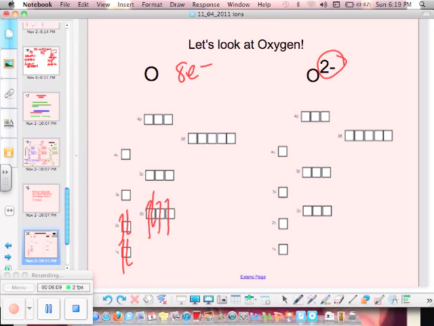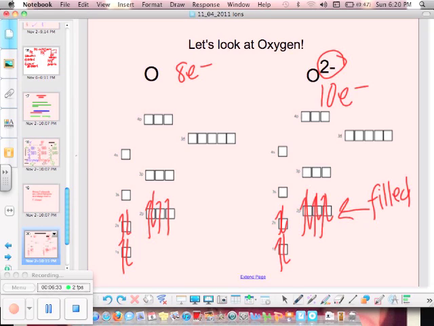So let's actually draw these out. If I had 8 electrons, but I gained 2 more, I am now at 10 electrons, correct? So I draw these, I get 1, 2, 3, 4, 5, 6, 7, 8, 9, 10. And as you can see, this is now filled. Remember, once your outer electron energy level is filled, you have become stable. So by gaining 2 electrons, this oxygen is more stable than when it was a neutral oxygen.